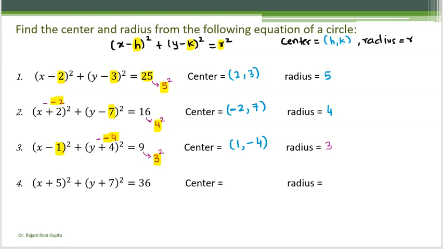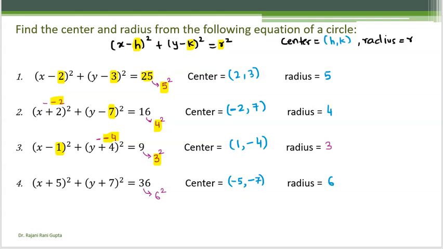Look at the next example. Here it is (x + 5)^2 + (y + 7)^2 = 36, and both are positive. 36 you can write as 6^2. So this gives you the radius as 6. Now when it comes to the center, what we are observing here is that when it is x plus or y plus, the x or y value becomes the negative, meaning we are changing the sign. So as it is plus 5, h is -5, and as it is plus 7, k is -7.